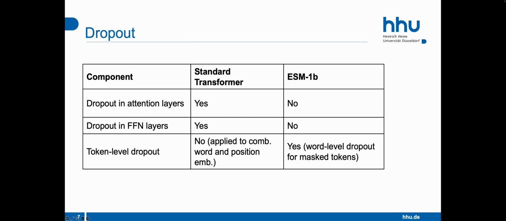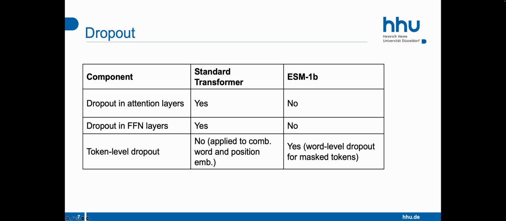Finally, we will look at how the ESM-1b model uses dropout. Dropout is a popular technique used in neural networks where during training some neurons are randomly turned off to prevent the model from overfitting. The benefit of dropout is that it helps prevent overfitting by forcing the network to not rely too heavily on any one neuron or node, encouraging it to learn more robust general patterns that work well on new unseen data.